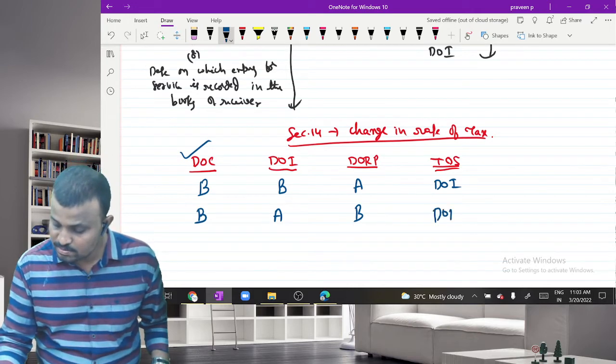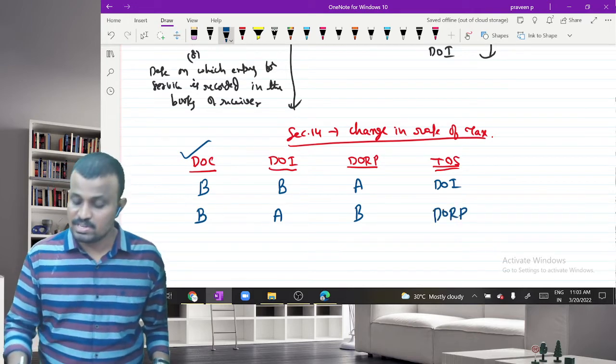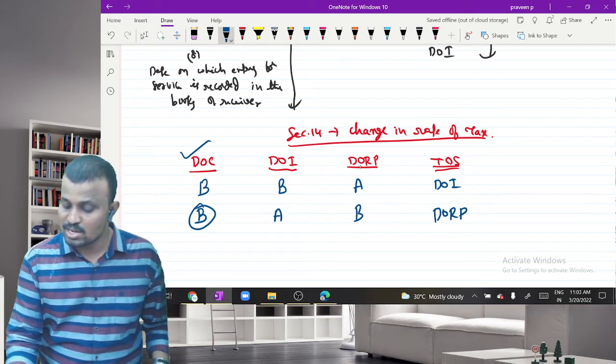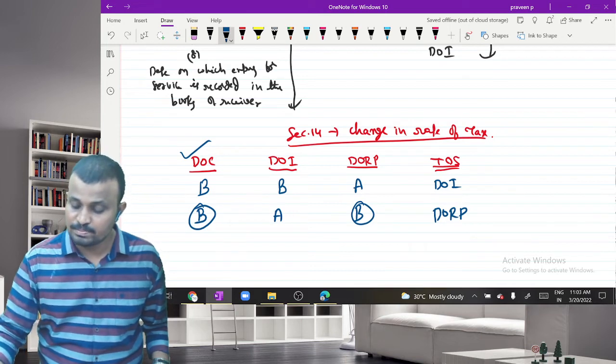So what is the time of supply? Date of receipt of payment. So here the base is this one. Among the other two, the one which is before is the date of receipt of payment. So that is the time of supply.